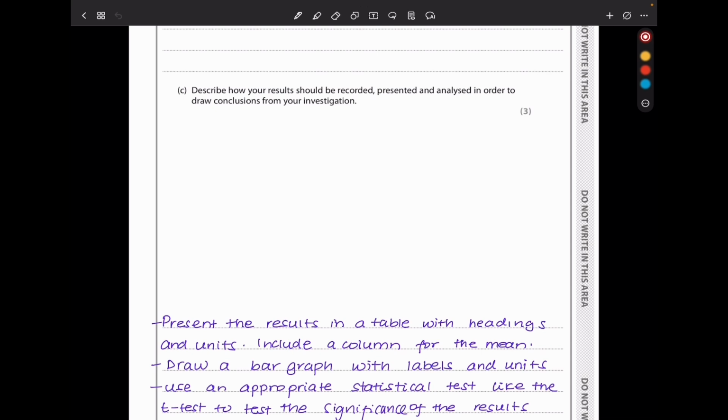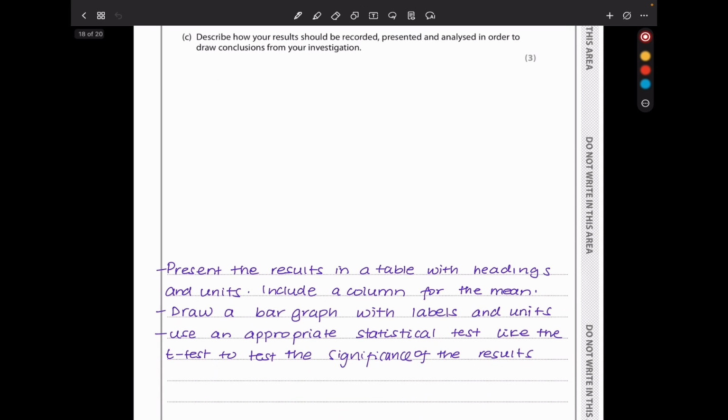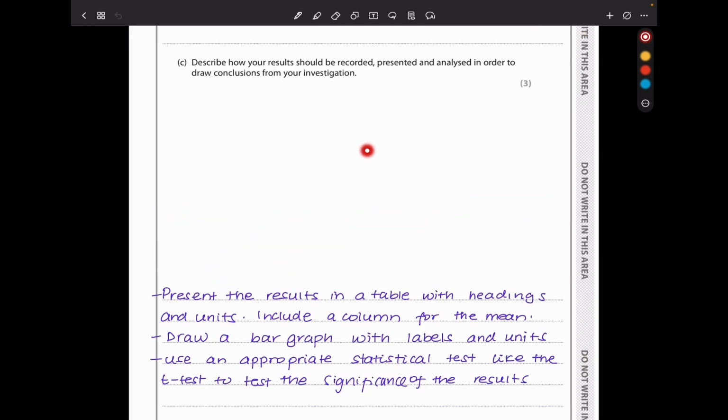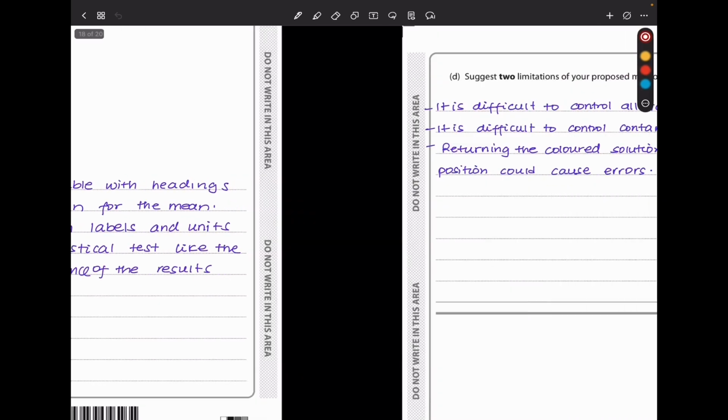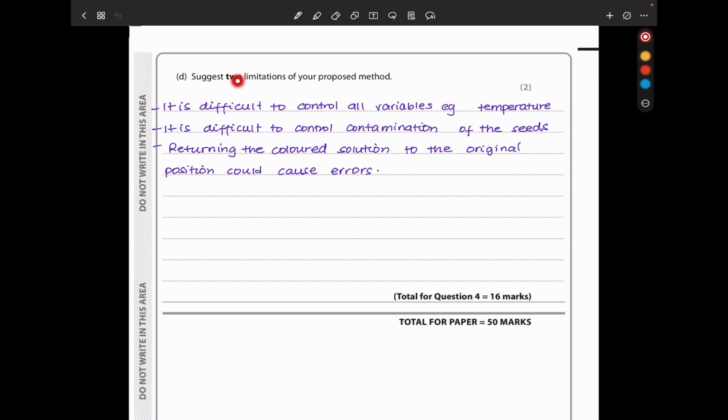They say describe how your results should be recorded, presented, and analyzed in order to draw conclusions from your investigation. So here you don't need to draw anything, you can just describe what you will do. So I said present the results in a table with headings and units, include a column for the mean, then draw a bar graph with labels and units. Then use an appropriate statistical test like the t-test to establish significance of the results. In part D, suggest 2 limitations of your proposed method.